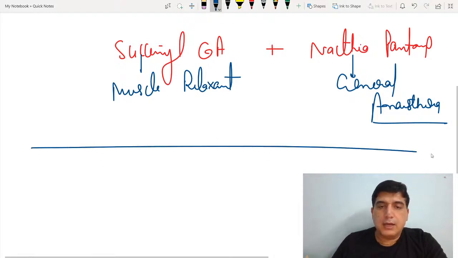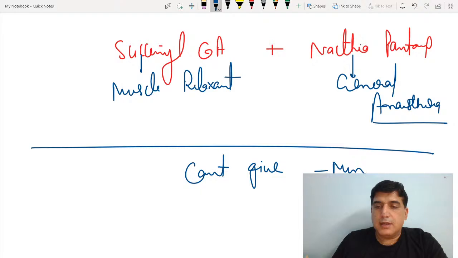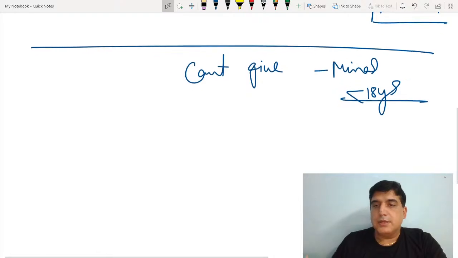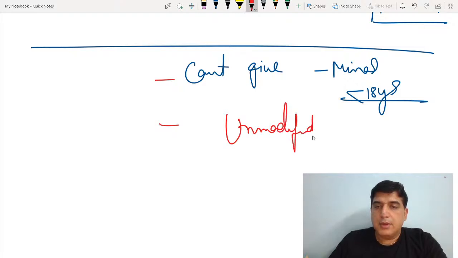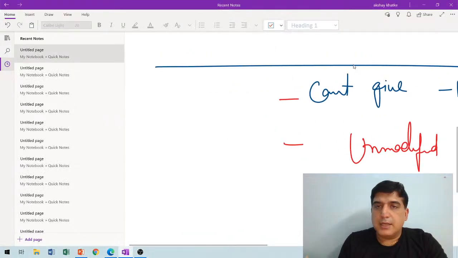According to the current Mental Health Care Act, we can't give ECT to a minor, and minor means less than 18 years of age. And unmodified ECT is a crime according to the current Mental Health Care Act. Indications and contraindications you can go through in the notes properly. So this is one image they can ask about, ECT.